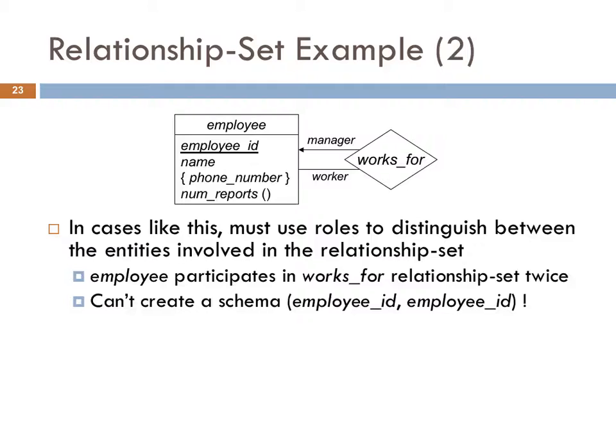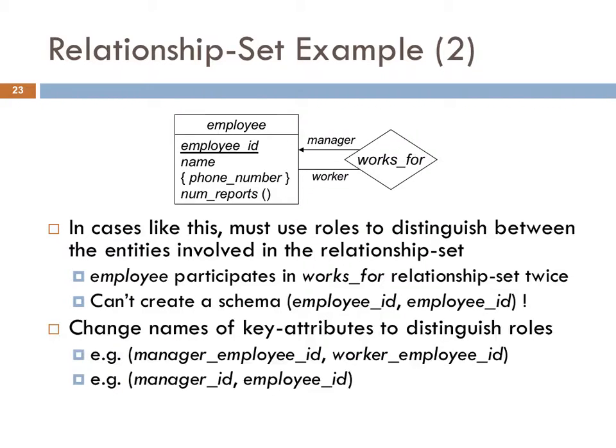Here's a fun one. So what do we do in situations like this where we have an entity set related to itself? Well, this is where we have to use the roles so that we can distinguish between sides of the relationship set. So we have worker and manager. We can't just make a schema for works for that's employee ID, comma, employee ID. And so you can incorporate the role names somehow into the relationship set's attribute names.